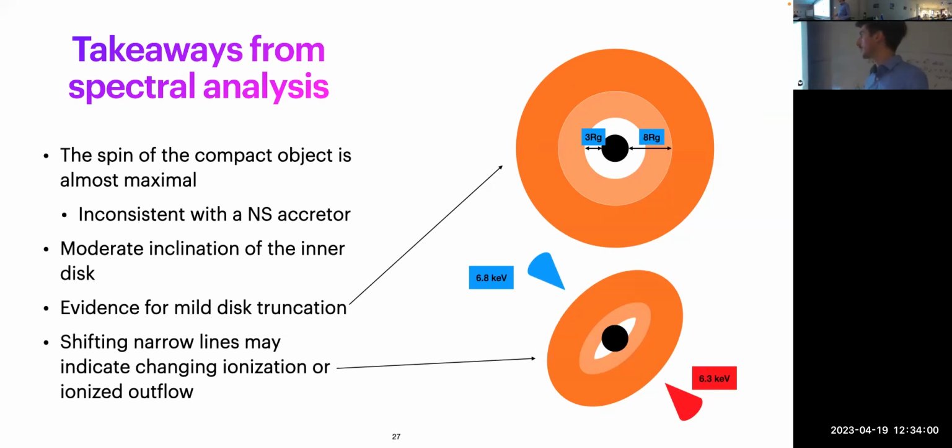And then going back to those narrow lines, those could be different areas in the disk of different ionization, or they could be outflows, like a blue shifted outflow and a red shifted outflow or something like that. Okay, so by using NuSTAR to study this transient X-ray binary throughout its outburst, we were able to do an analysis of the properties of the compact object itself that would not be possible with other observatories or with just one observation during the outburst.